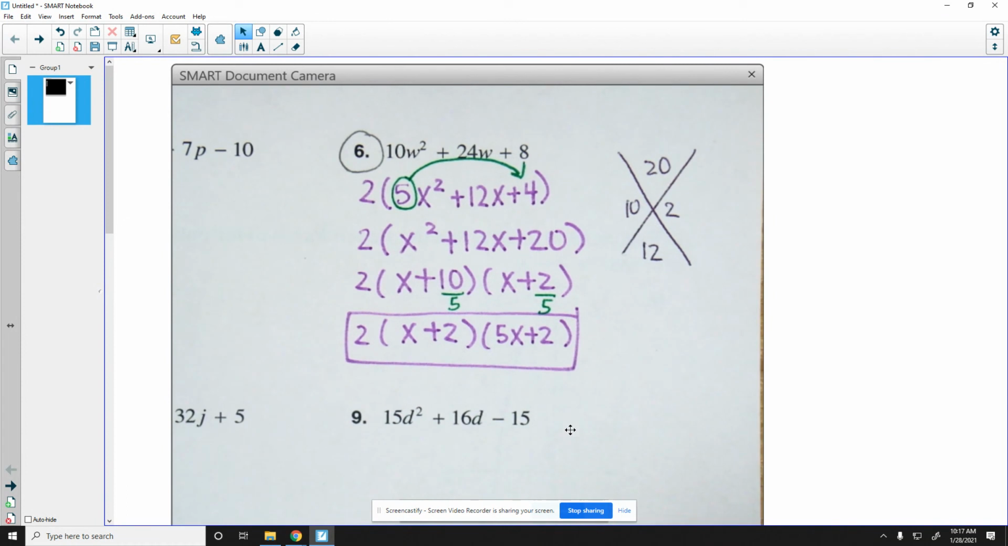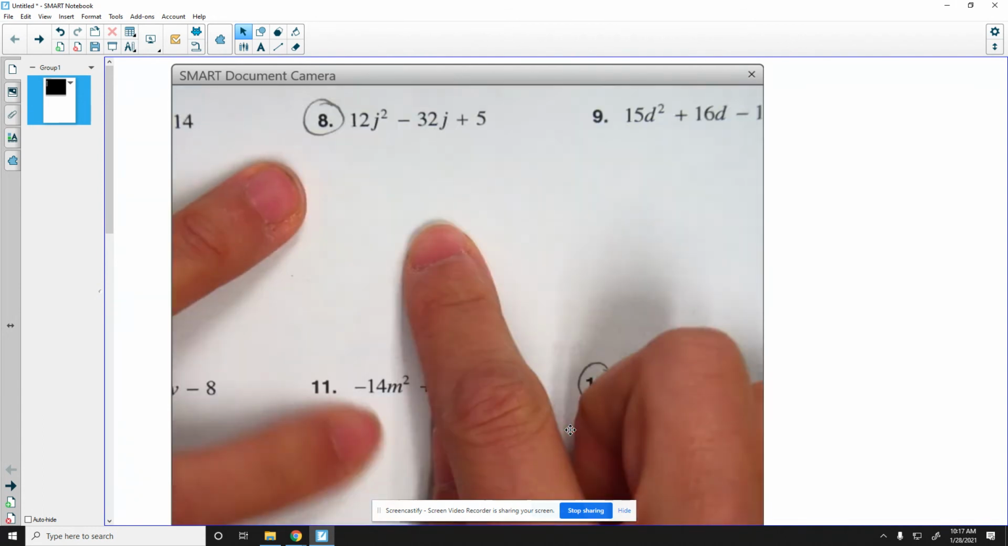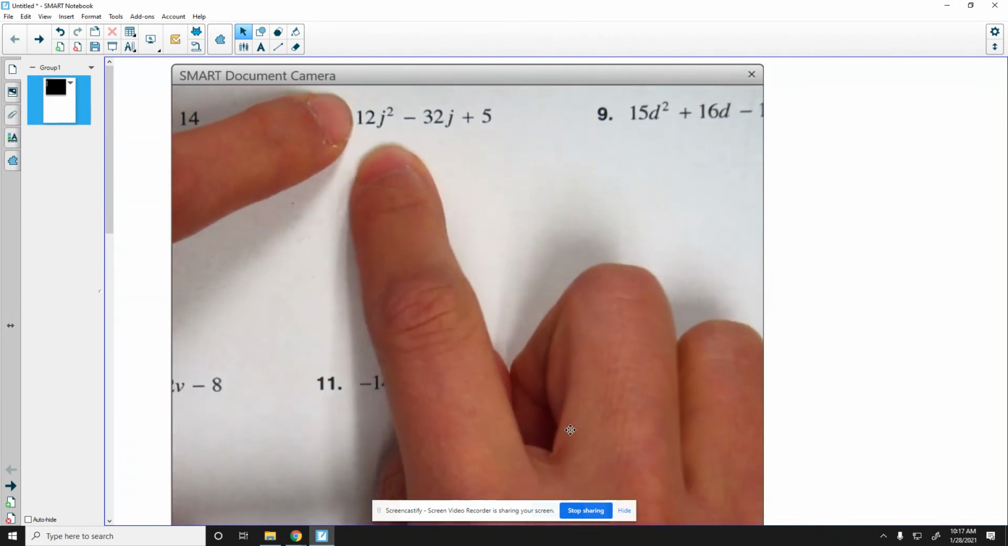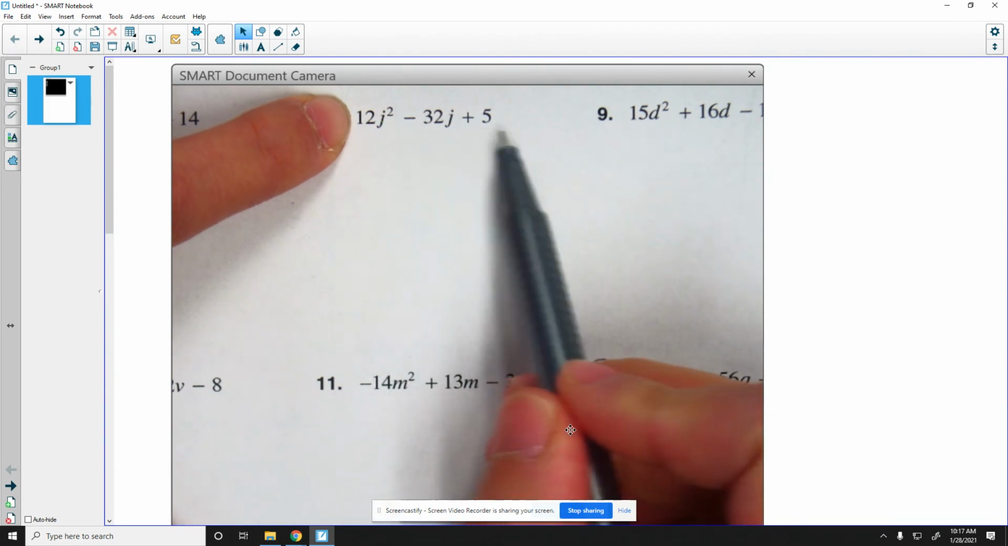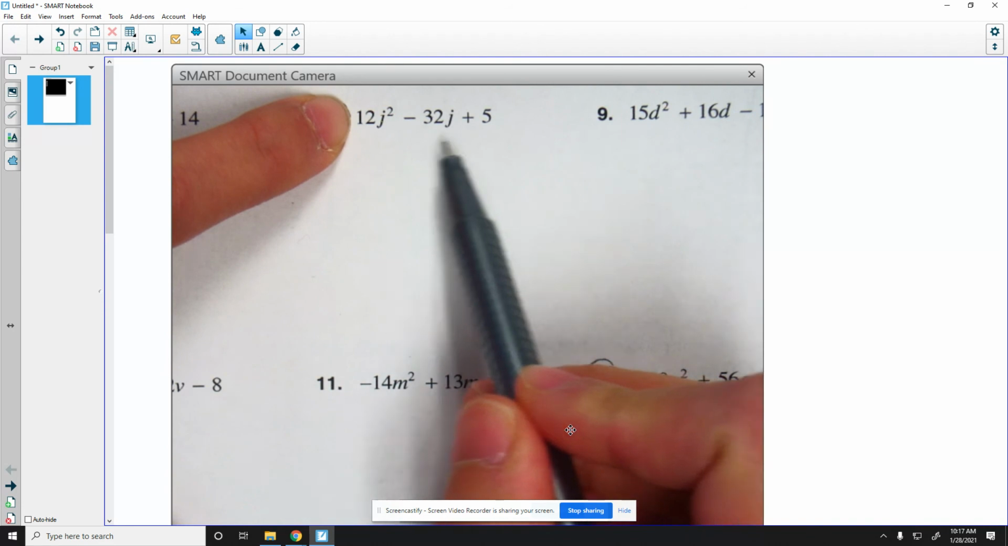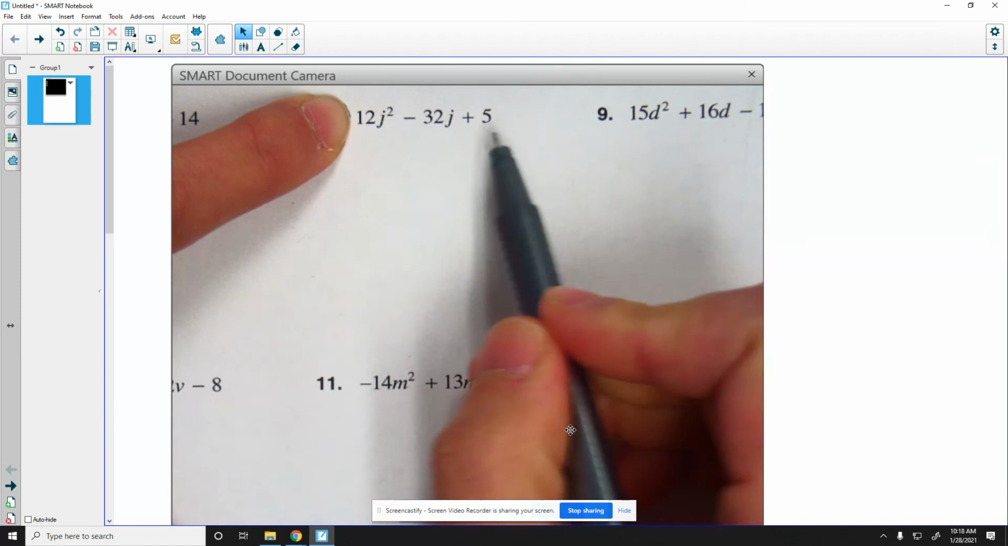Let's do something even more difficult. Let's do number 8. Okay. In-person kids, you're up. What do I do first? You multiply 12 to 5. Yeah, so normally I would do GCF, but you see how GCF can't do that?